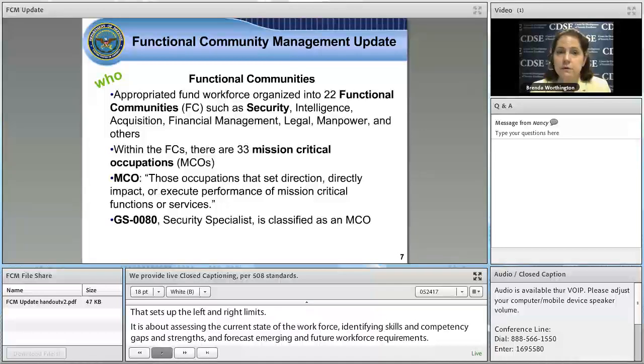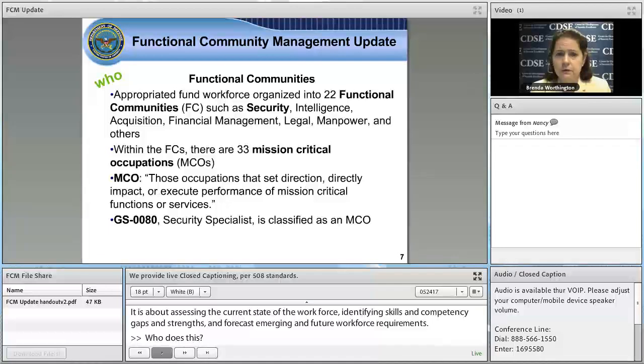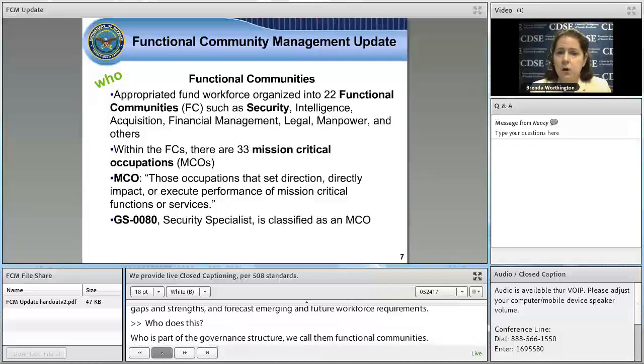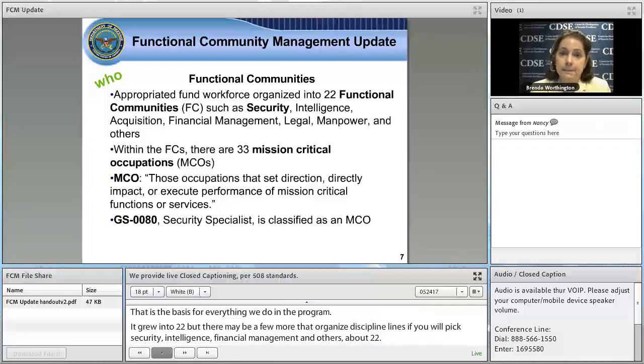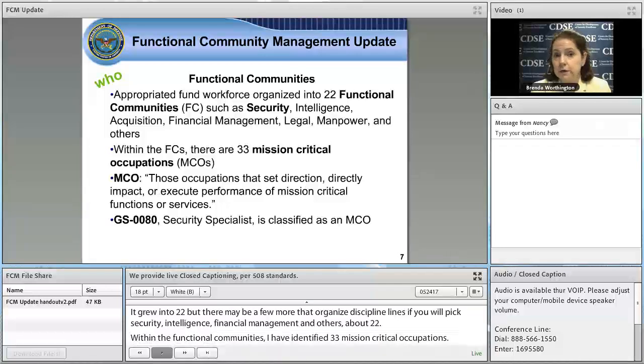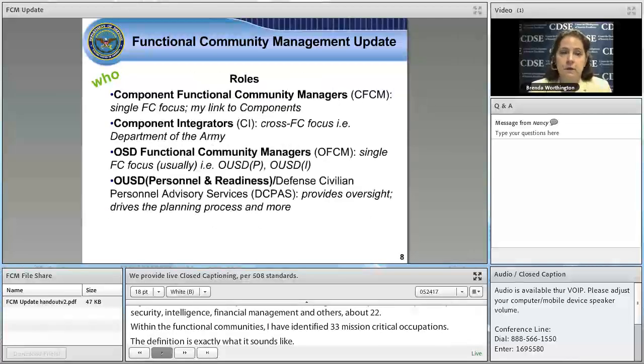We call them functional communities. That's the basis for everything that we do in this program. Functional communities, there are about 22, might be a few more. They're organized very much along discipline lines, if you will. So security is one, intelligence, financial management, and others, about 22. Within those functional communities, again, the basis for the work here, have been identified 33 mission-critical occupations. You see there the definition for a mission-critical occupation. It's exactly what it sounds like. It's critical to the execution of the DoD mission. And the 080 Career Field Occupational Series is one such mission-critical occupation.